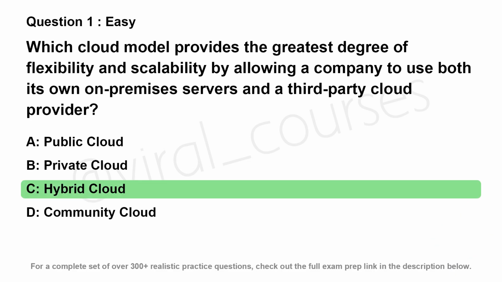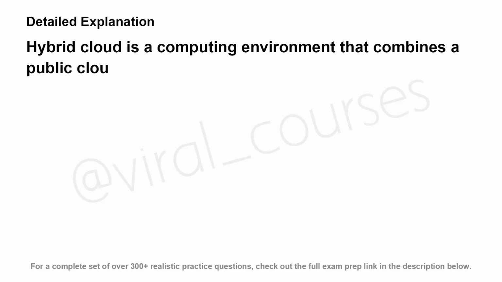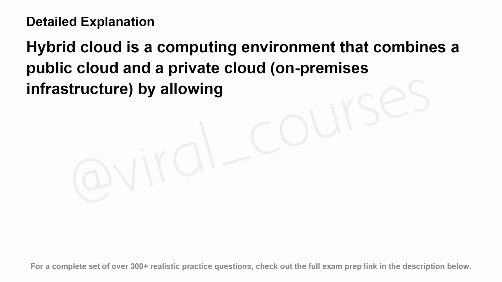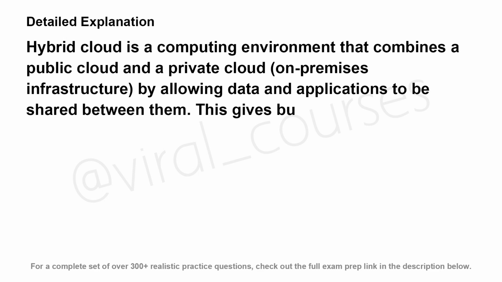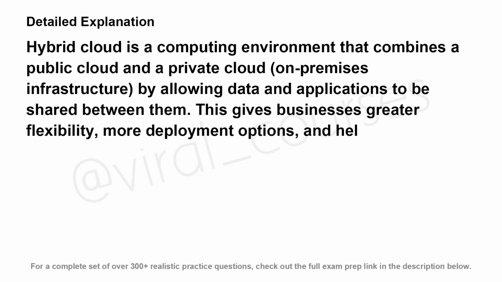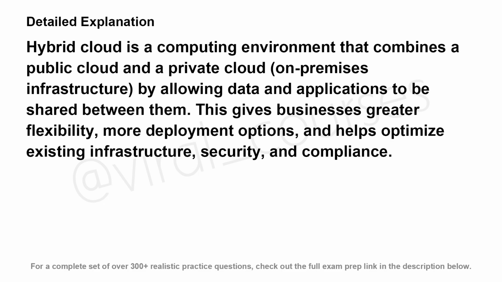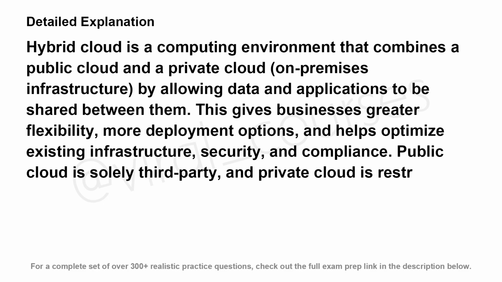The correct answer is C. Hybrid cloud is a computing environment that combines a public cloud and a private cloud on-premises infrastructure by allowing data and applications to be shared between them. This gives businesses greater flexibility, more deployment options, and helps optimize existing infrastructure, security, and compliance. Public cloud is solely third-party, and private cloud is restricted to one organization.